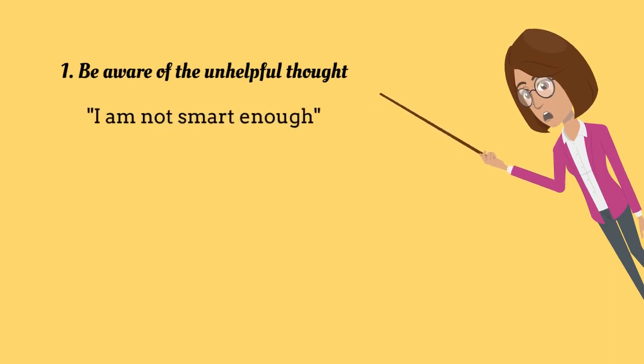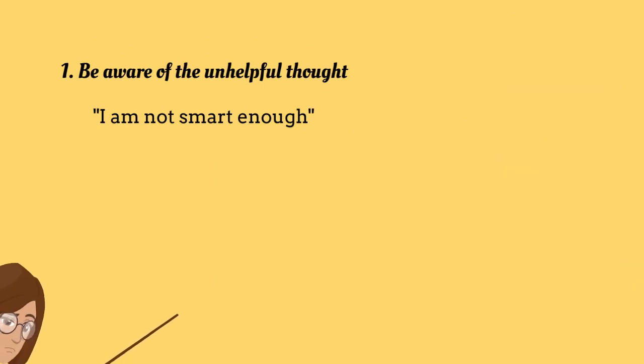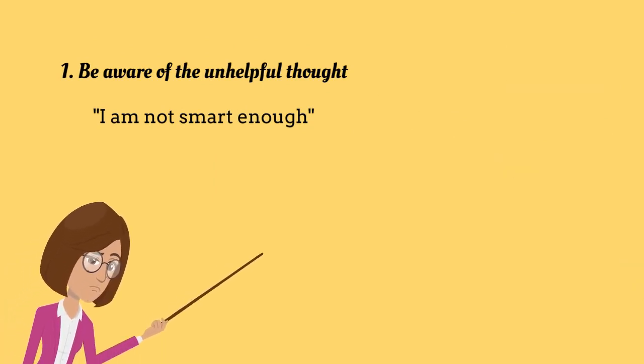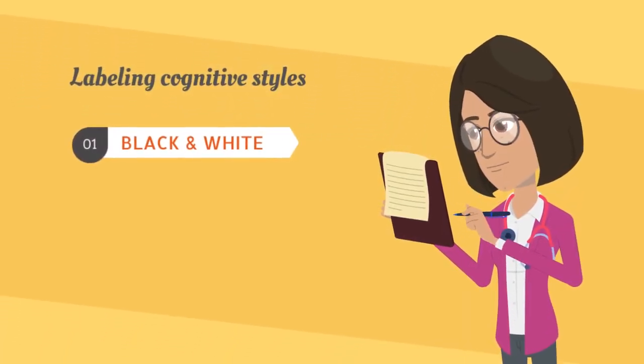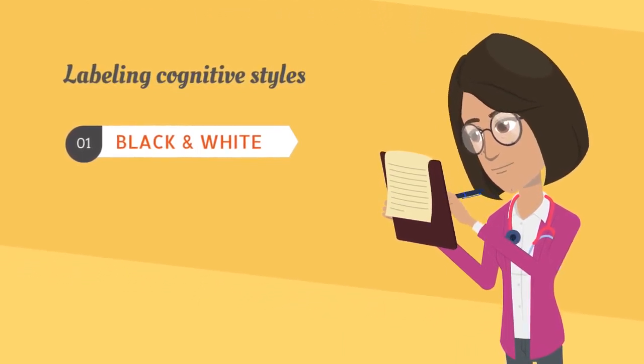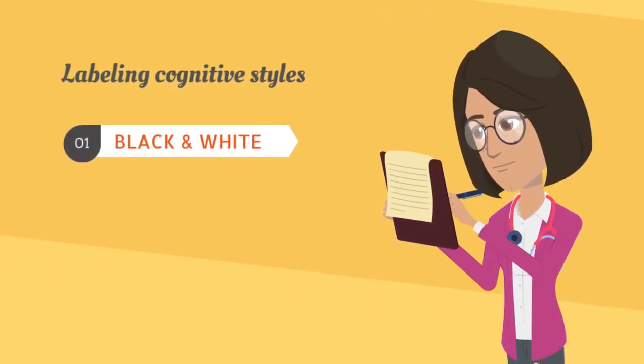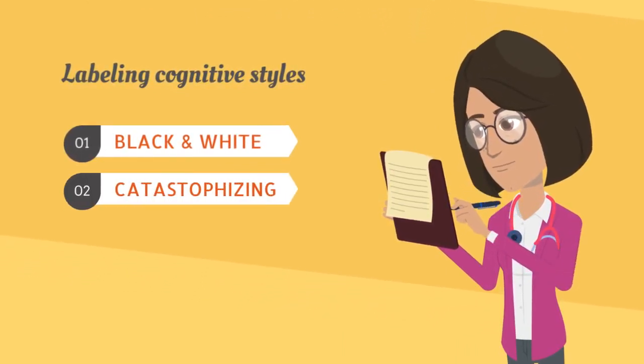The thought, I am not smart enough. Okay, great. What's next? We need to take a step back and evaluate the nature of our unhelpful cognitive styles. We label that unhelpful thought. What kind of thought is it? Is it black and white thinking, where you believe it's either one or the other? There are no options in between. Is it catastrophizing, where you imagine only negative outcomes regardless of the evidence?